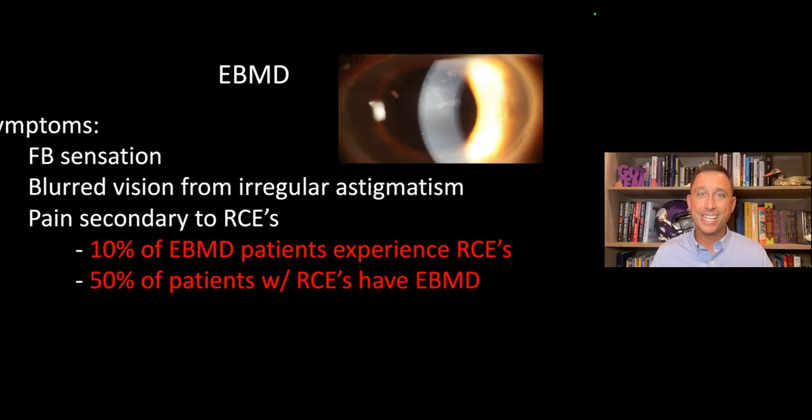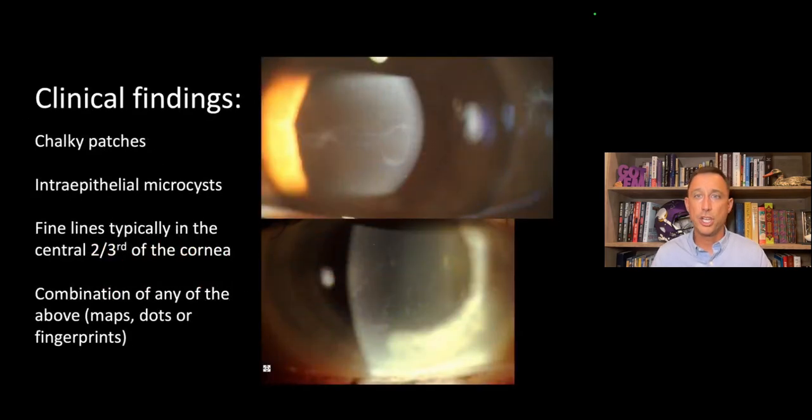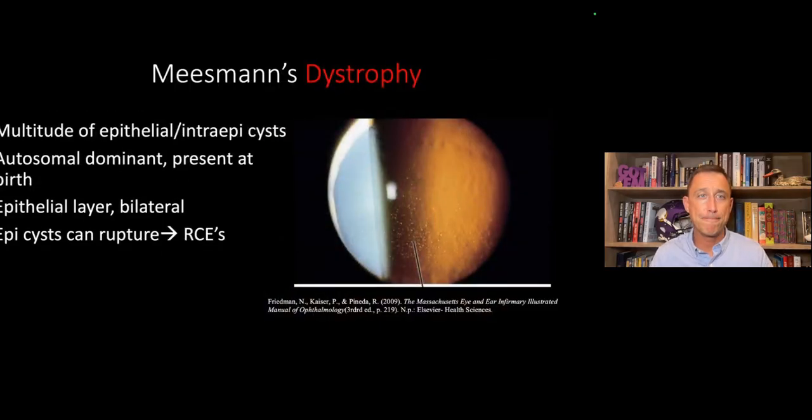And so managing the condition, understanding how much is that affecting this patient's visual acuity. These are your clinical findings. They look like someone took a fingerprint and stuck it on the cornea. So you can have microcysts, chalky patches, a combination of these map dots and fingerprints. So a very common corneal dystrophy that we all see.